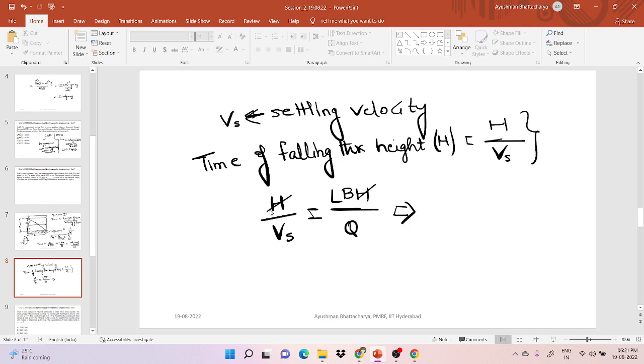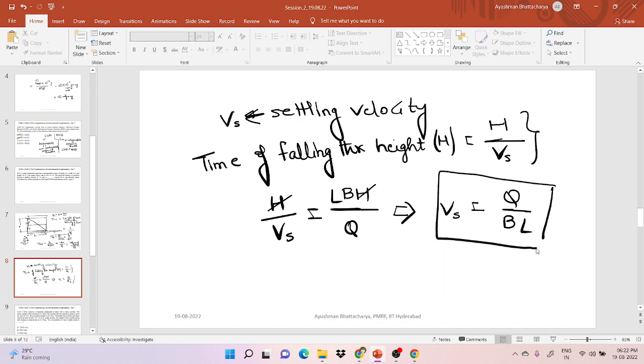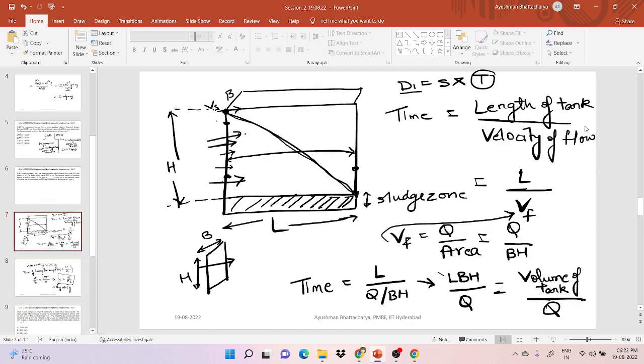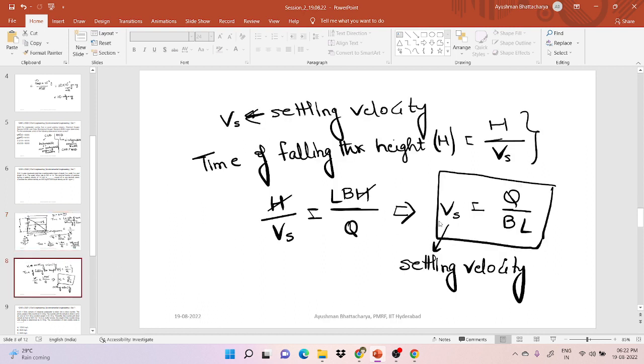So if it is LBH by Q, we can write it like this: Vs is equal to Q by BL. This is our settling velocity. One velocity here is the flow velocity. The water which is flowing here will have a velocity Vf, and the settling velocity will be in the downward direction, Vs. So the settling velocity of the particle is Q by BL.